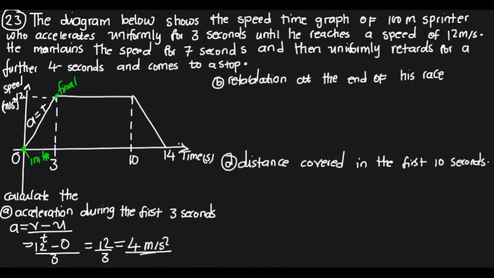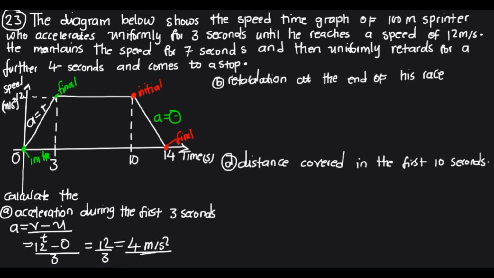Now let's move on to question B. We are calculating the retardation at the end of his race. So the retardation is this line here. We can see that it's slanting down, so our acceleration here will be negative. Now let's look at the initial and the final. How do we get the initial for a retardation part? The initial is this one, and then our final is this one.